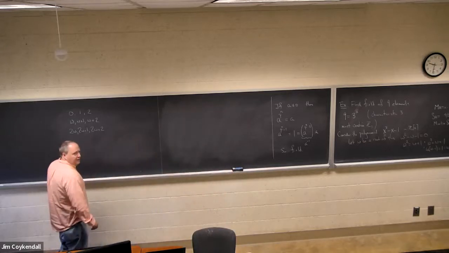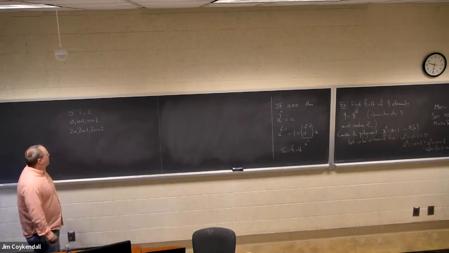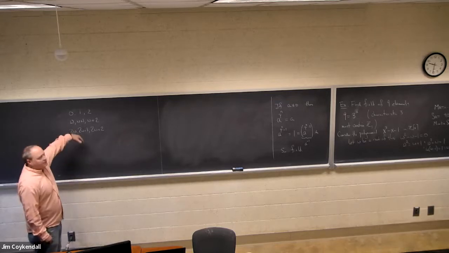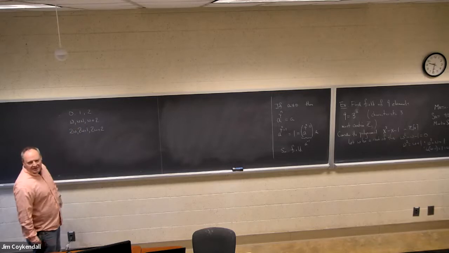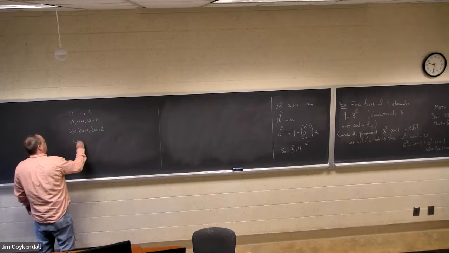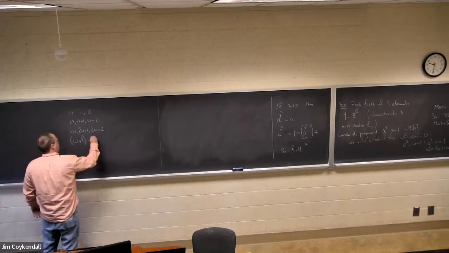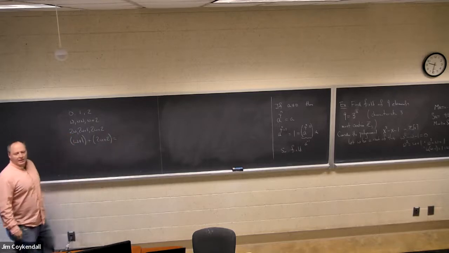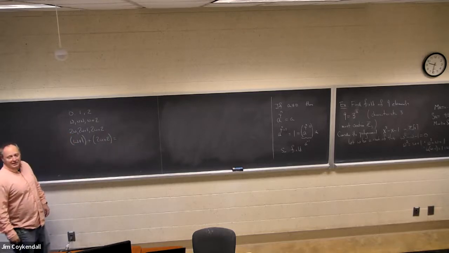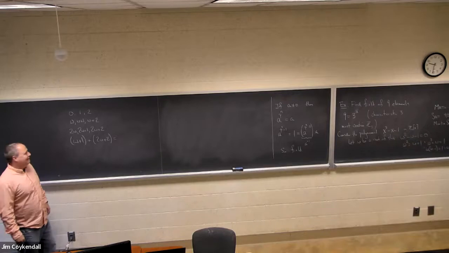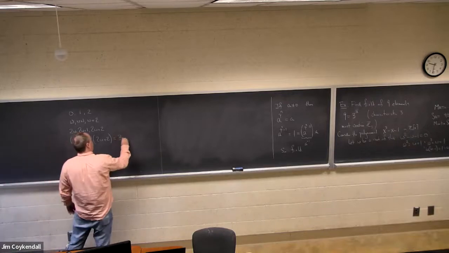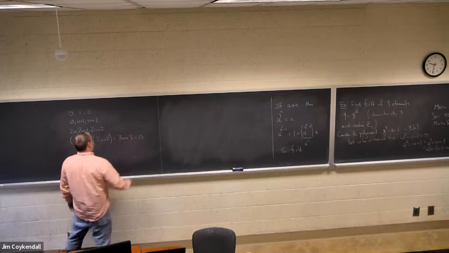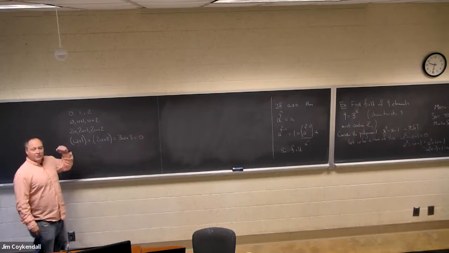How do you add things in here? Connor, pick two of these. Don't pick zero. What happens when I add these two? What do I get? That's a good choice. These two are additive inverses of each other.